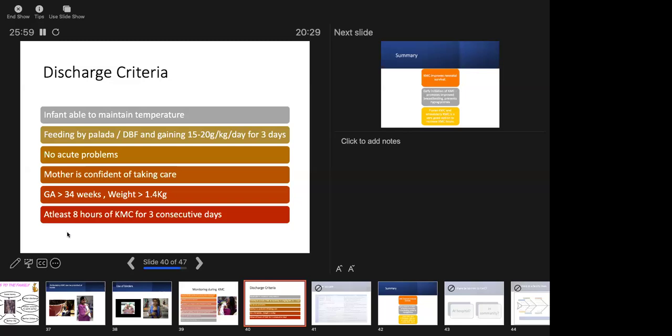discharge criteria. The baby's gestational age should be more than 34 weeks or more than 1.4 kg. And the mother should be giving at least 8 hours of KMC for at least 3 consecutive days. These are the discharge criteria which one needs to follow at the time of discharge.